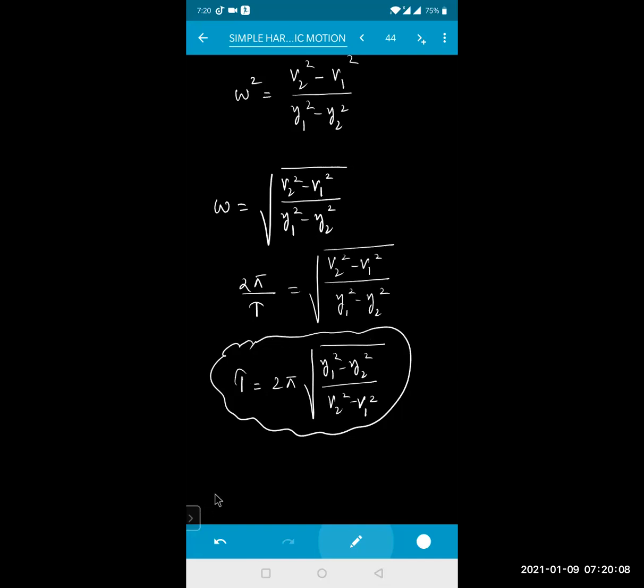Is it clear? Yes. So that is about the time period of a particle. T is equal to 2 pi under root of (y1 square minus y2 square) divided by (v2 square minus v1 square) is the relation. I hope you got a rough idea how to do such types of problems, beta. Clear? Yes, sir.